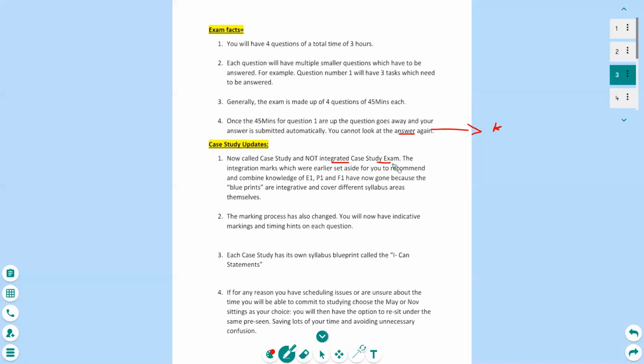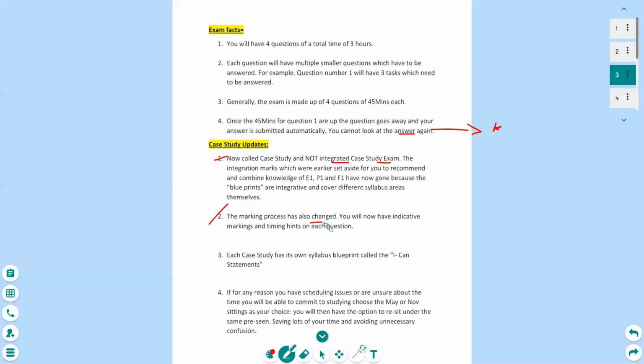So why have they done this? Because the exam blueprints that we spoke about, the core areas, automatically combine E1, P1 and F1 in every aspect of the core area that's been chosen. So for example, core area 1 will include stuff from E1, P1 and F1. So it's automatically combining it. Hence, they will not be giving you extra side-by-side integrative marks. If you were to do it in your answer, that's completely fine. It will be good presentation, but you won't be given extra marks for it.